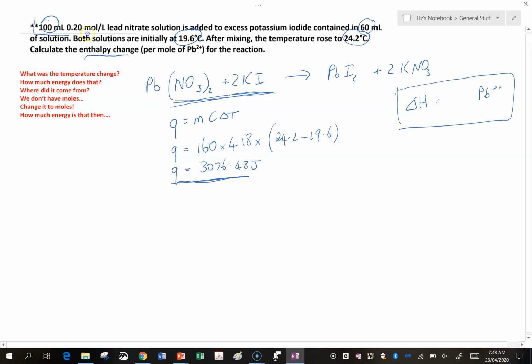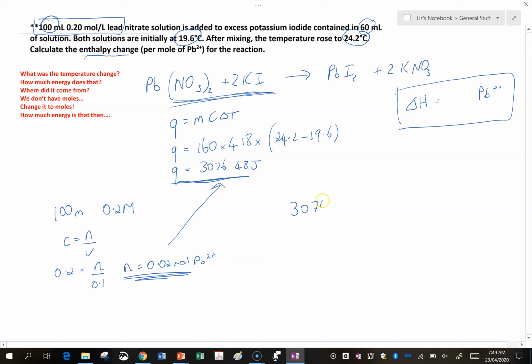So for that we go back up here and we can see that we had 100 mils and the concentration was 0.2 molar. So we can work out the moles from this using C equals n on V. The C is 0.2. n is what we're trying to find out. How many moles is responsible for this? The volume is 0.1 because volume should always be in litres. When we rearrange this, we end up with n equal to 0.02 moles. So we had 0.02 moles of the lead ions, and this gave this much energy when it was reacted with the potassium iodide.